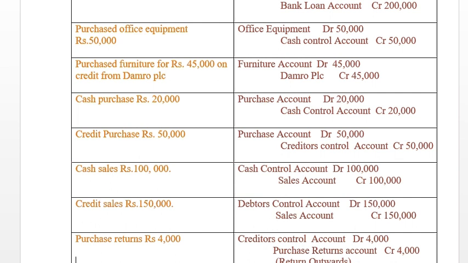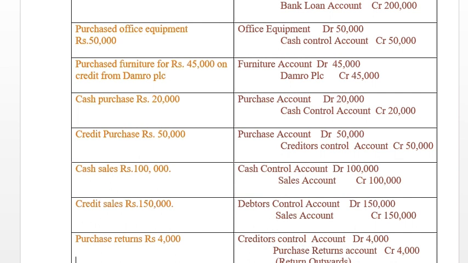Look at the next one. Cash purchase, rupees 20,000. Very basic thing. How to record the double entry for the cash purchase? Purchase means which type of account? It is an expense account.